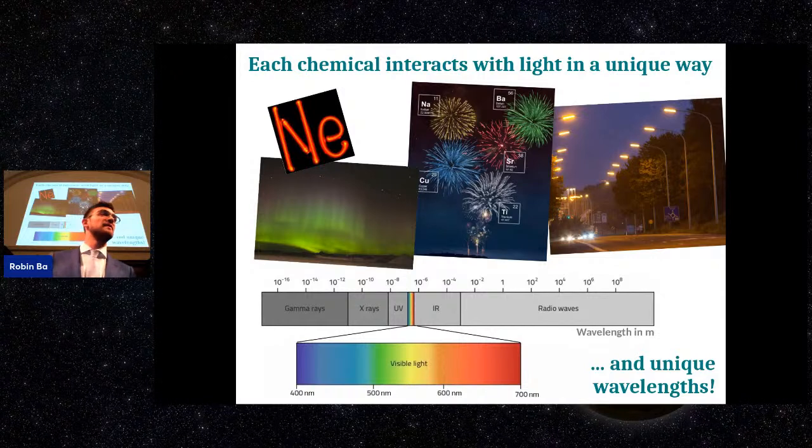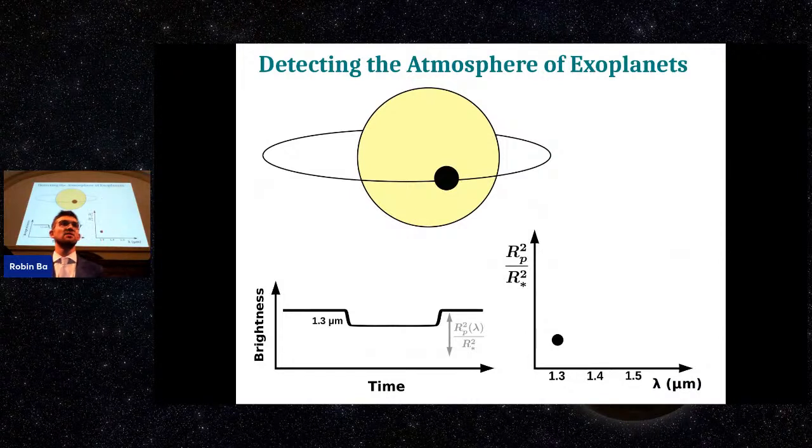So when we say that each chemical absorbs and emits light at a characteristic color, we can also say it absorbs and emits light at a characteristic wavelength. This is important because by looking at specific wavelengths and measuring absorption or emission at those wavelengths, we can try to trace what chemical is causing this. And we can do this for exoplanets, especially when the exoplanet is in a certain configuration, like I show here, where the planet passes in front of the star from the observer's point of view.